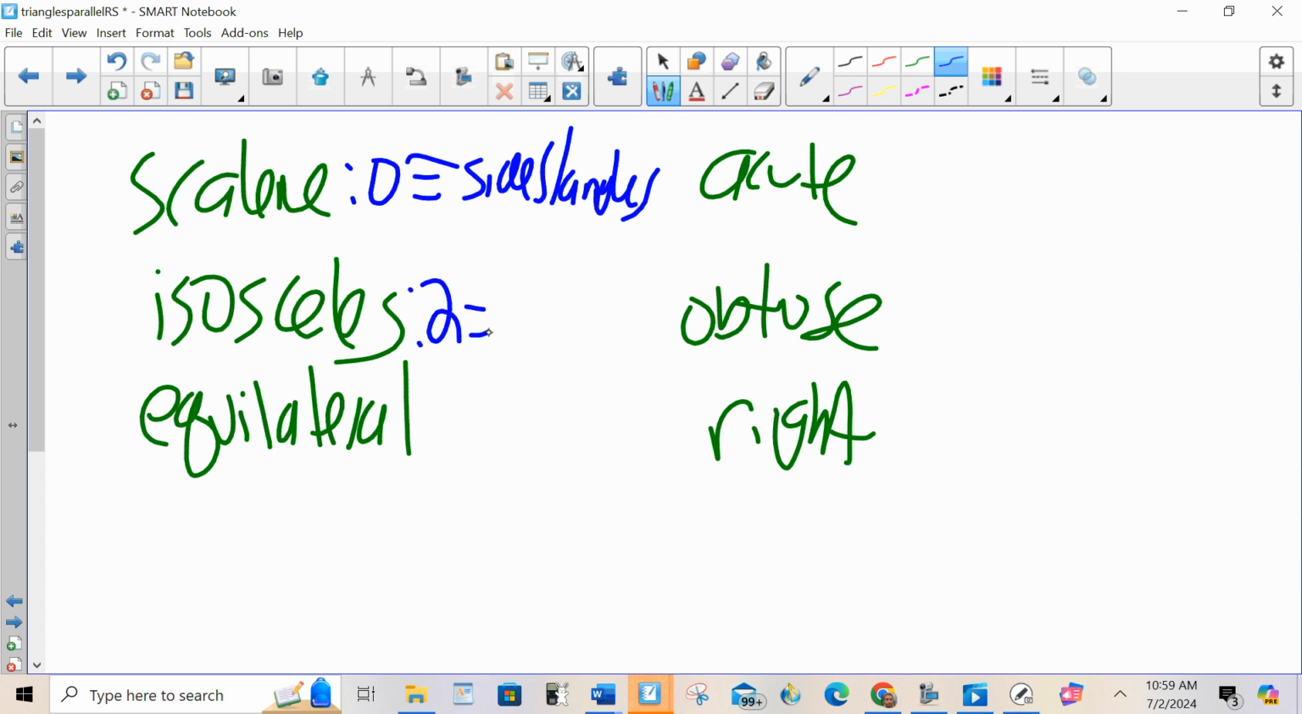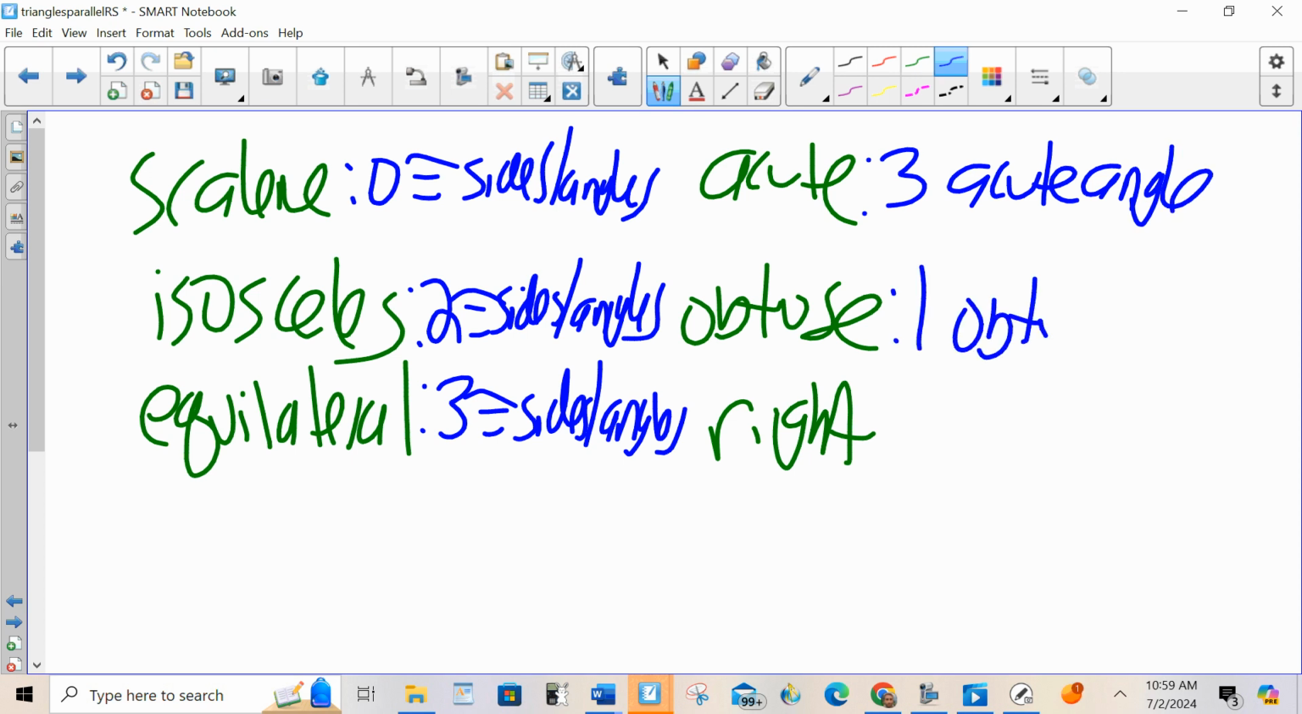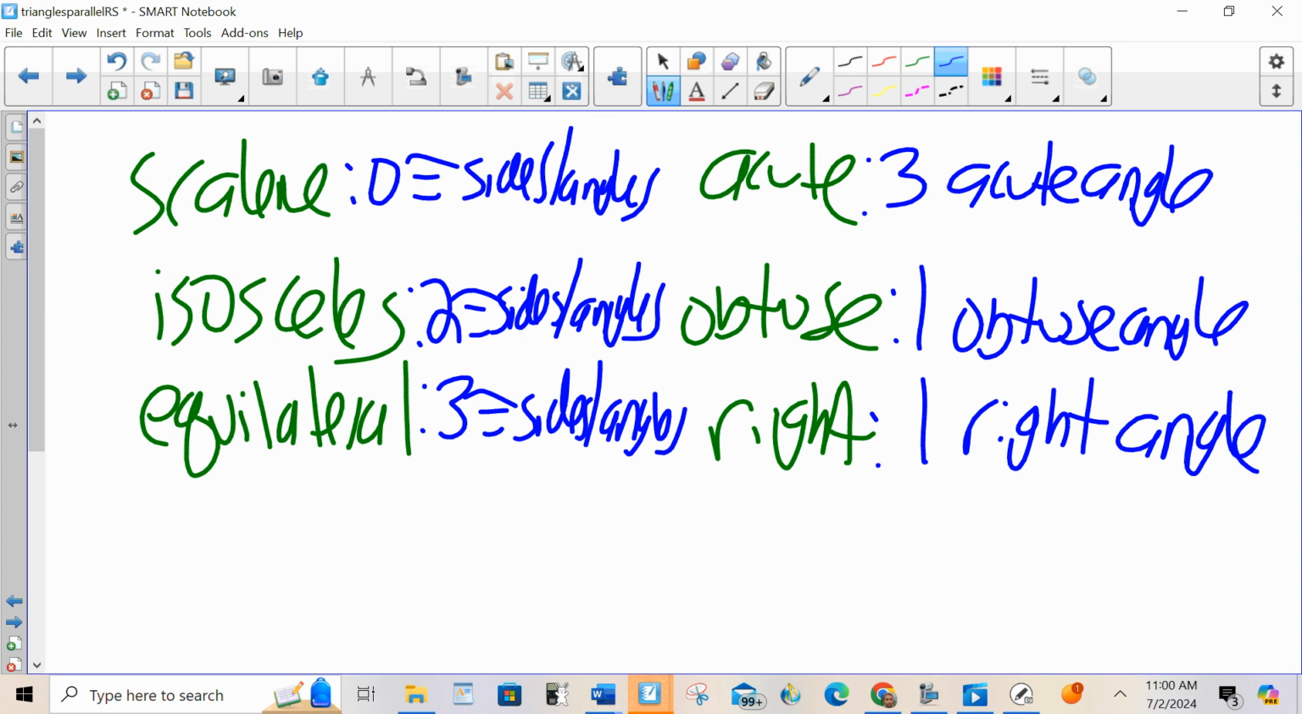Isosceles has 2 congruent sides and angles. 2 of them are the same. Equilateral, we have 3 congruent sides or angles. They're all the same. Acute has all acute angles, less than 90. Obtuse has 1 obtuse angle, meaning the other 2 are acute. And right has 1 right angle, 90-degree angle, meaning the other 2 are acute.